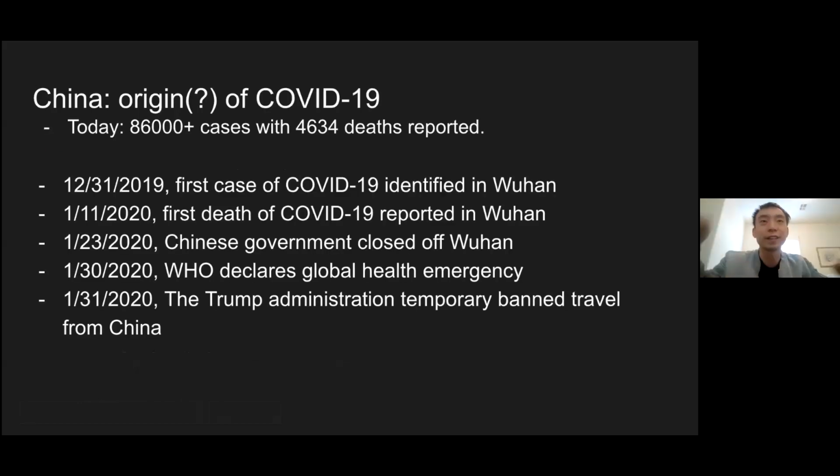All right, China. China currently has 86,000 cases and 4,000 deaths. First case, December 31st, 2019. It's called COVID-19, so not COVID-20. And first death, January 11th. And January 23rd, China closed out Wuhan, which was probably the origin of the virus. At the end of January, WHO declared a global health emergency and Trump banned travel from China. Next slide.